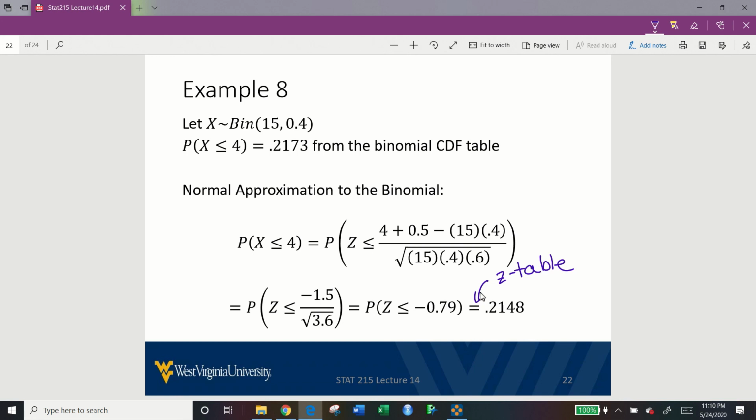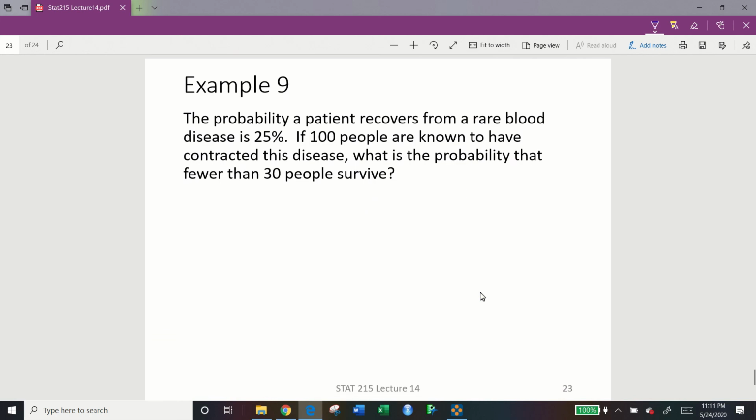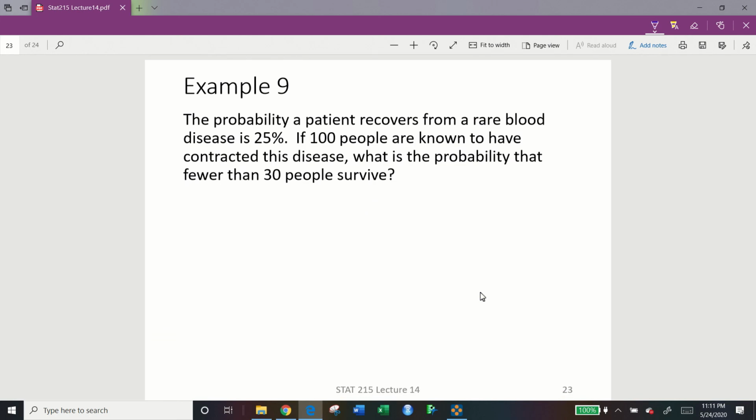Why would you use this? It depends on the situation you're in. When we're working with larger numbers, sometimes it's easier to work with the standard normal distribution because it has so many nice properties applied to it. Let's take a look at example 9, and I promise this is the last example of the lecture.